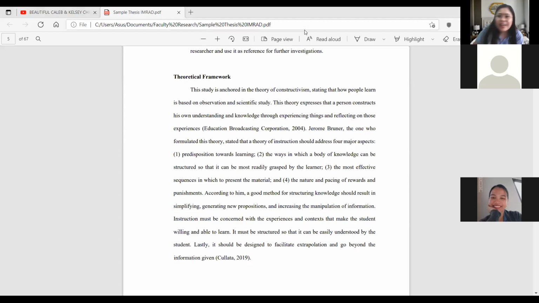Until what year? Okay, until what year? That is actually a good question. Until what year is the accepted RRL? In our school, our rule is 10 years backward. This year is 2021. So the allowed RRL will be 2011 to 2021 only.